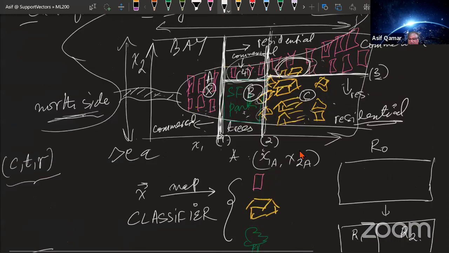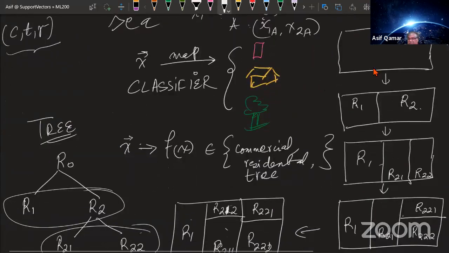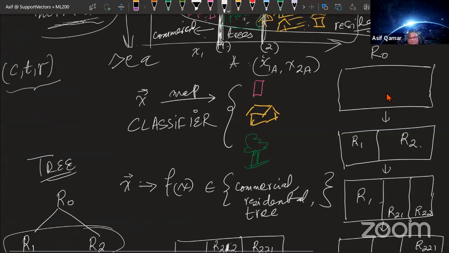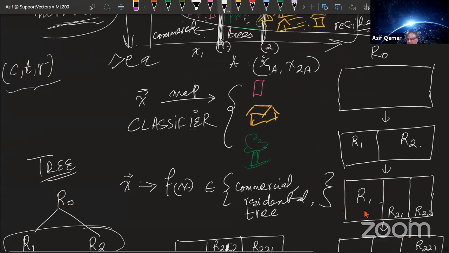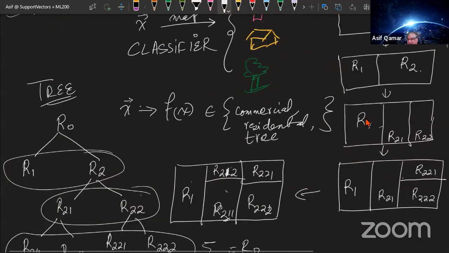This whole process of bifurcation, just to review, what we did is we started with the whole region, R0, this whole area of land. And we said that the first split we'll make is along the X1 axis. We divide it into this and this. So this is it, the commercial area and the rest of it. When we do that, we realize that the commercial area is a good split. R1 is a good split. We'll probably not need to split it again, but R2 needs improvement.